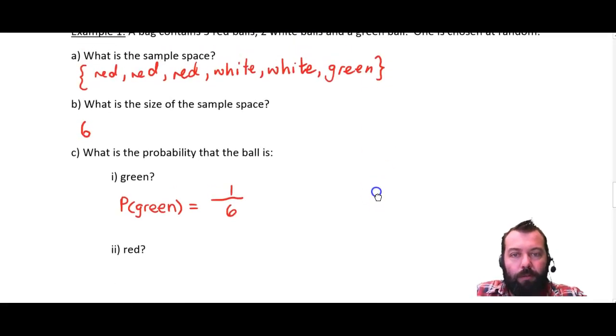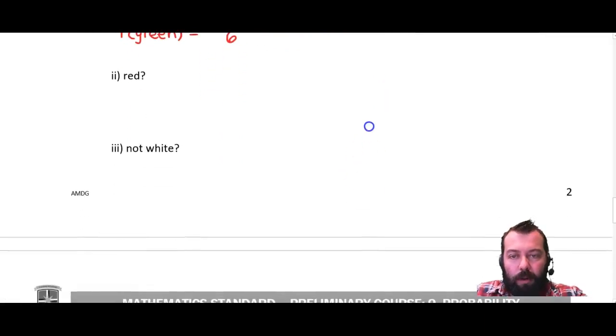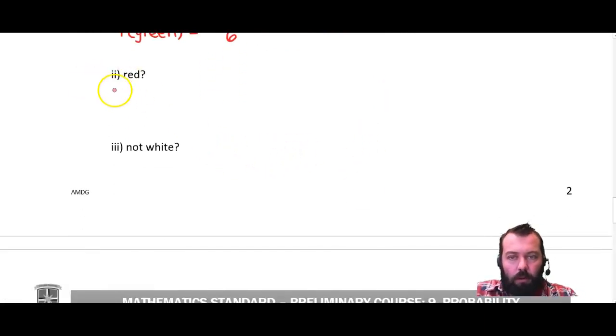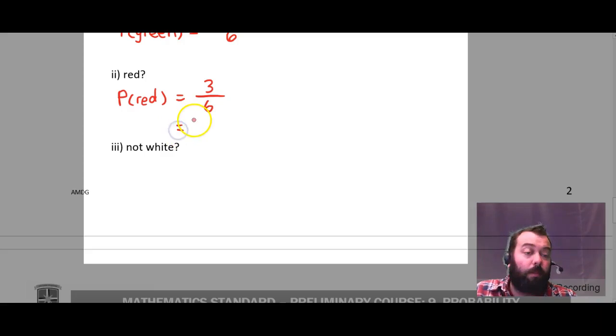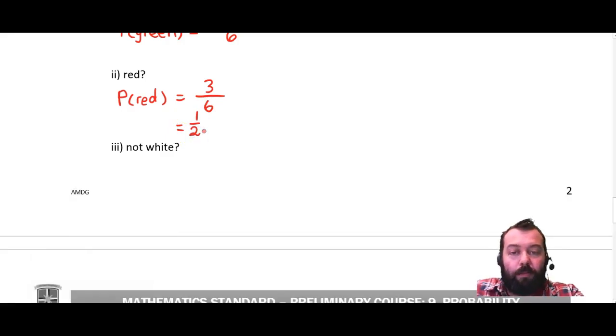The probability of red, well, you can see there are 3 red balls. So, unsurprisingly, we write it like this. Probability, bracket red, equals 3 red balls out of 6 balls altogether. And we could simplify that fraction. We can write it as 0.5 or 1 over 2. That's the probability of drawing a red ball from that bag.